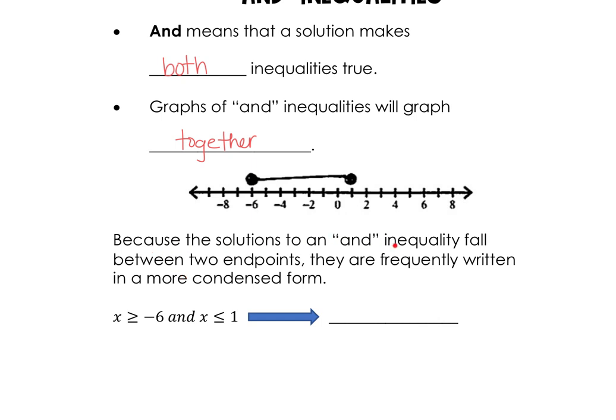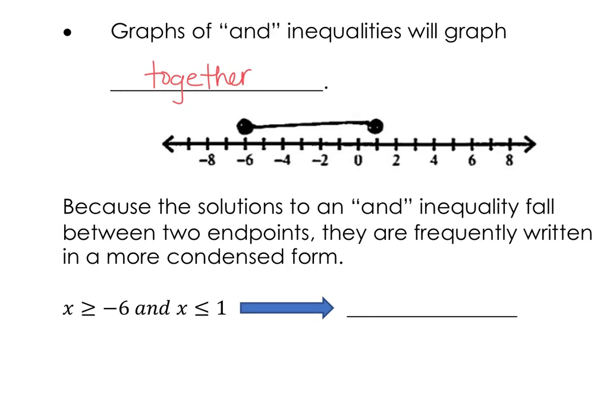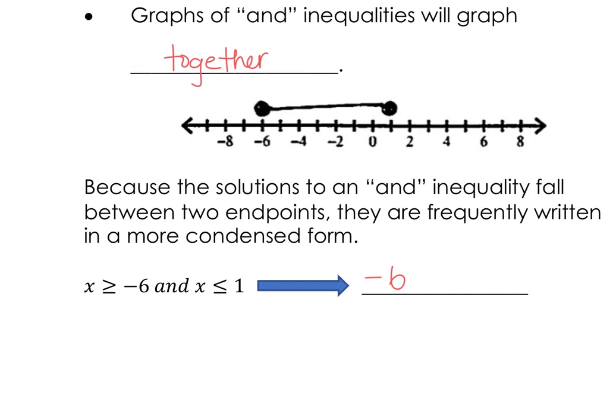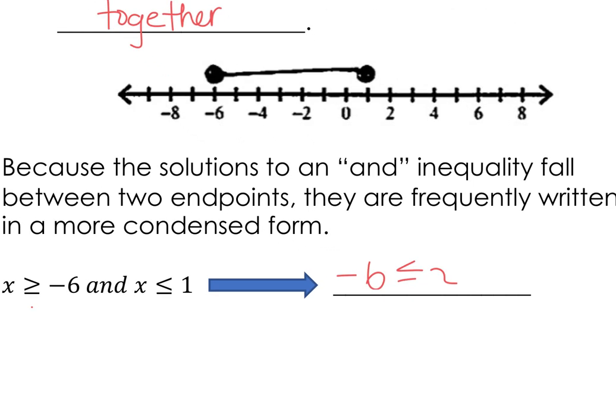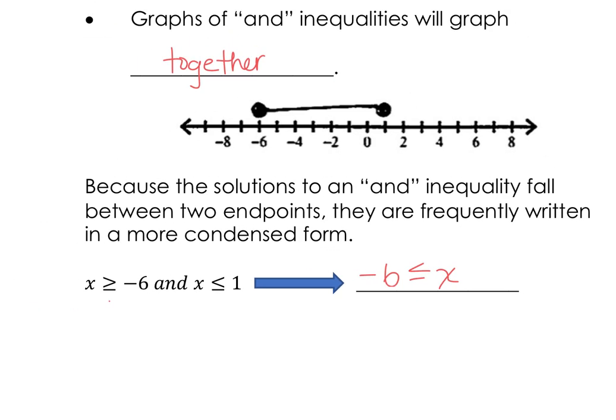Now, because the solution to an and inequality falls between two different endpoints, we're going to frequently write this in a much more condensed form. So we won't actually use the word and. We will write it so that we start with our first endpoint, which is -6, that least value. So we would have -6, and we'd say that's less than or equal to x, right? Because over here it says x is greater than or equal to -6. So if we flip it around, -6 is less than or equal to x, and then we've got our second endpoint, which is the 1, but x is less than or equal to 1.